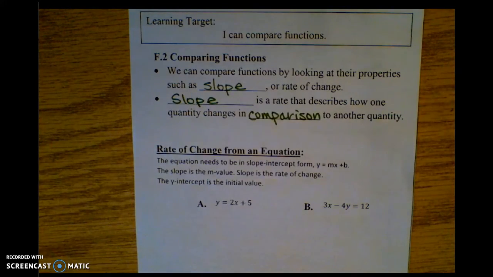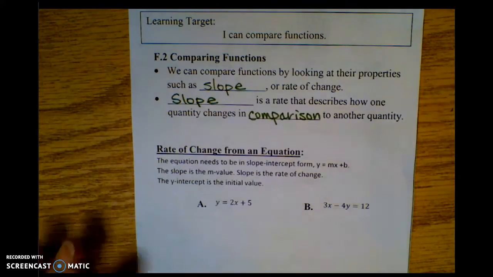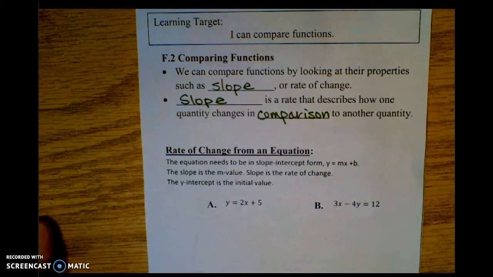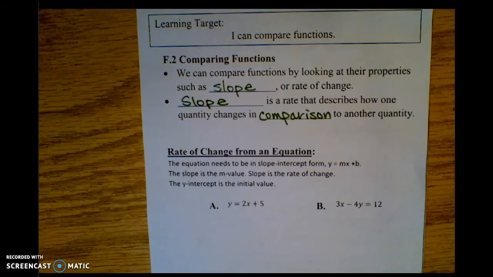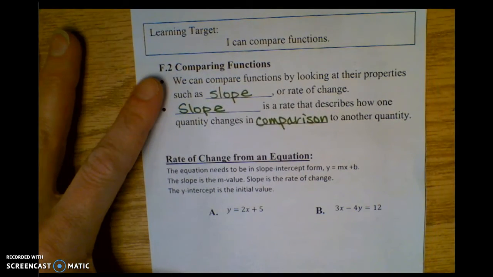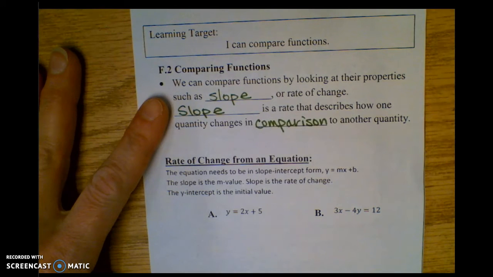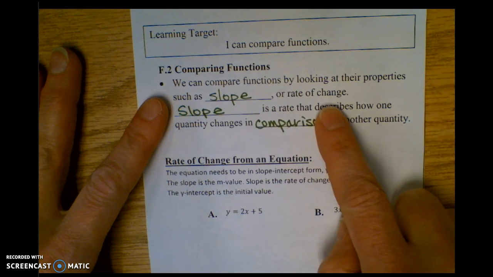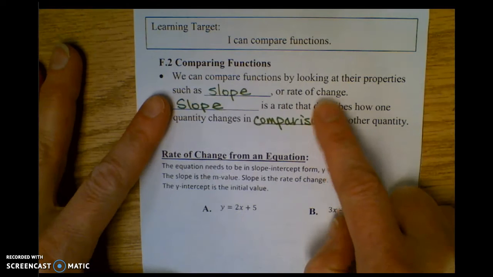Okay, the second lesson in our unit on functions is to be able to compare functions. Now that we know what a function looks like and what it has in it, this section again is going to help you compare. And typically what we do is we look at the slope or the rate of change to be able to tell what we know about the function.